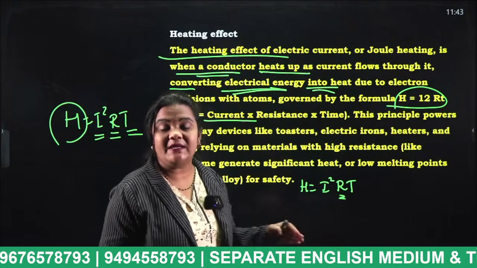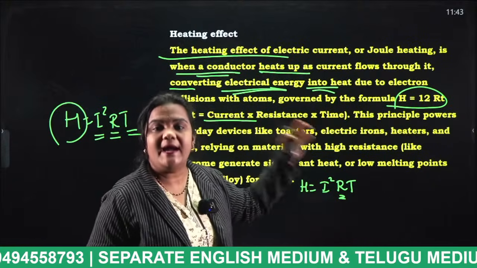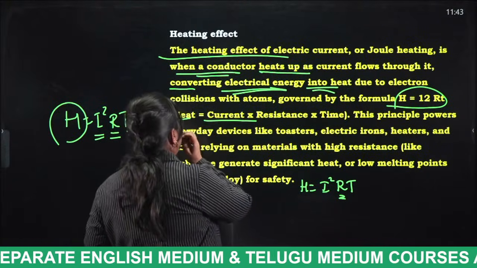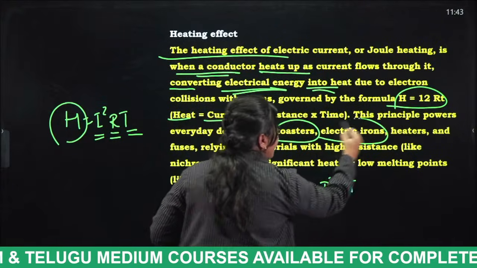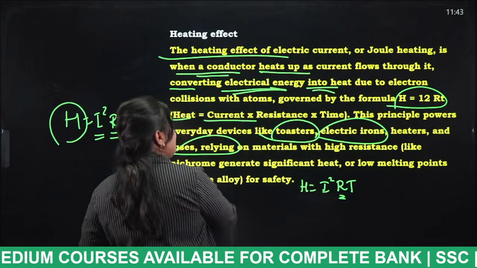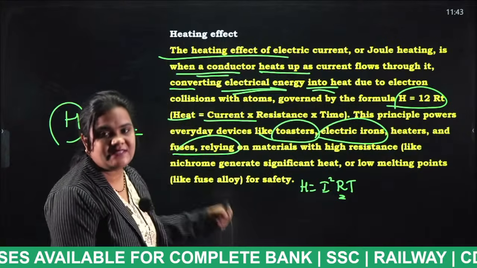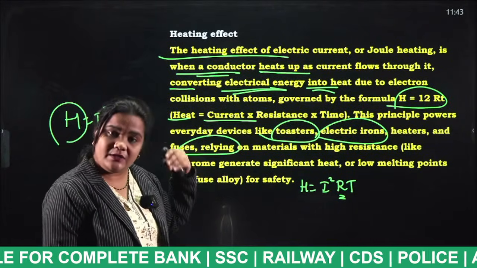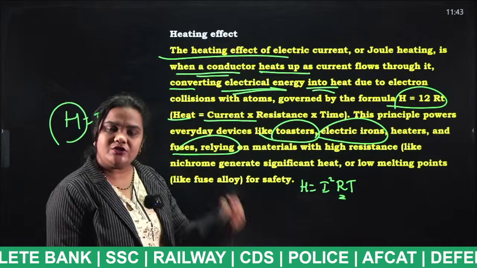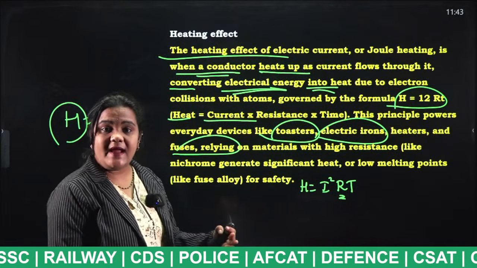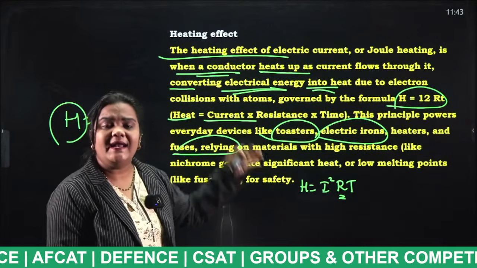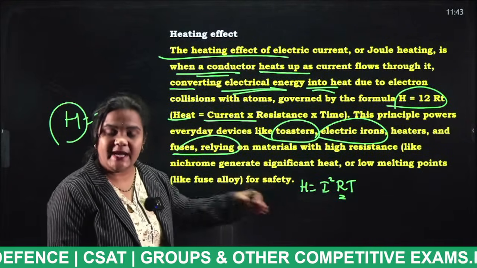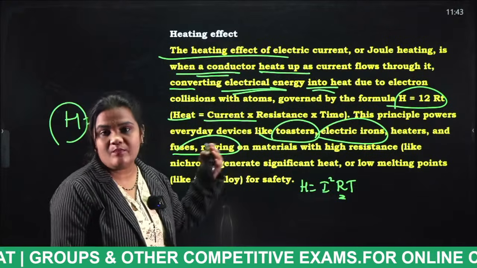And what is happening here? Electric energy is converting into heat energy. So where do we use these terms? In toasters, electric irons, heaters, and fuses. These are some of the examples. Another good example is the toaster, and also electric heaters and rice cookers. What happens in rice cookers? Electric energy is converting into heat energy and the rice gets cooked.